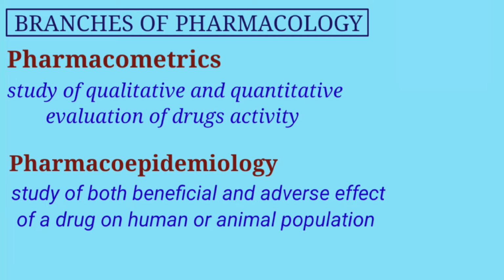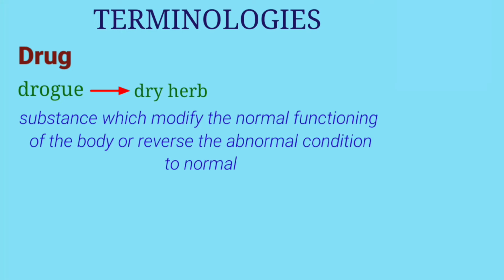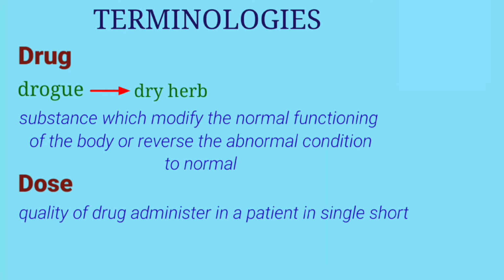Then let's study about the terminologies related to general pharmacology. First is drug. Drug is derived from the French word drogue, which means dry herbs. It is any substance which modifies the normal functioning of the body or reverses an abnormal condition to normal. Then second is dose. It is the quantity of drug administered to the patient in a single shot. Example, 10 mg per kg.